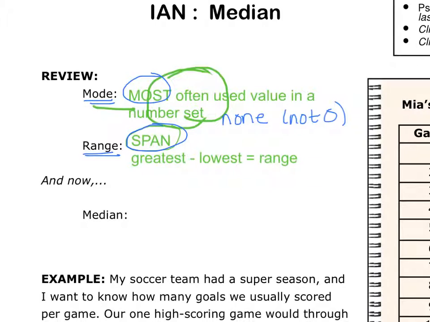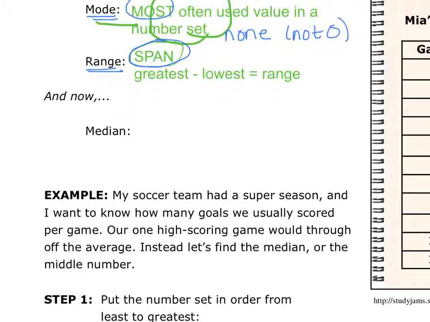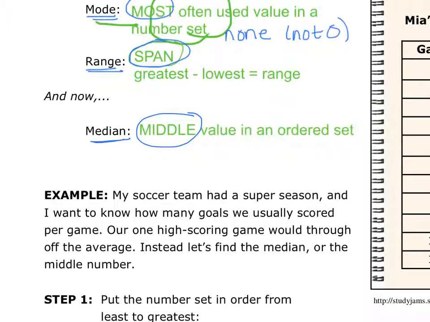So the median is the middle value in an ordered number set. Median and middle is what people tend to associate together, but it has to be in an ordered set, and by that we mean least to greatest. We've taken the time to put our numbers in order from least to greatest, and that is how you can get the median.